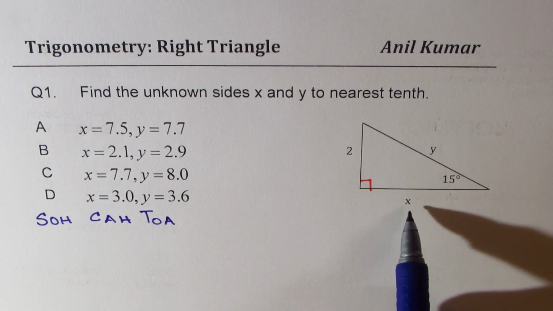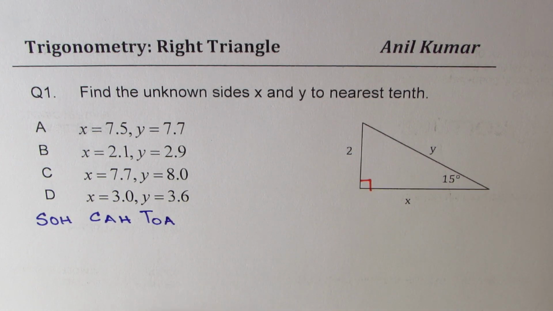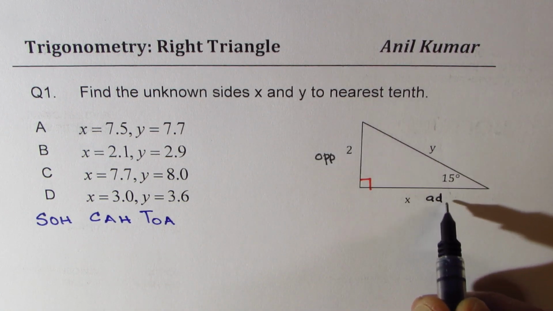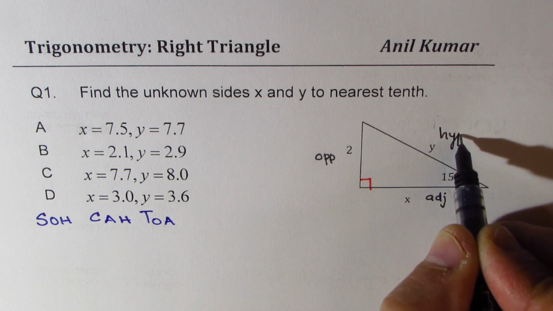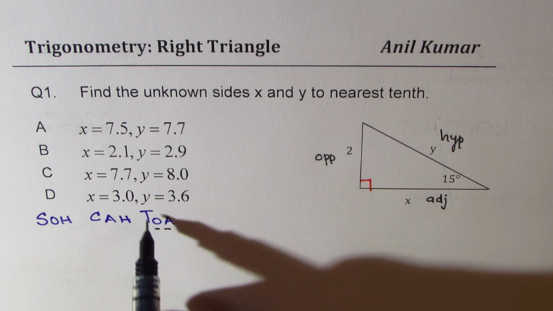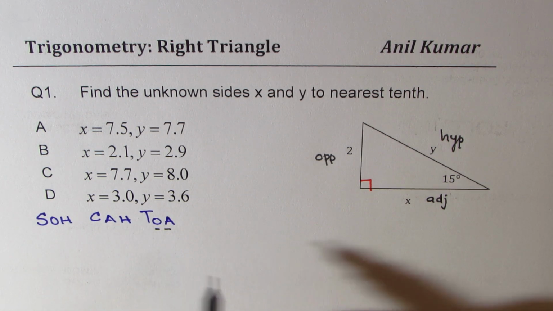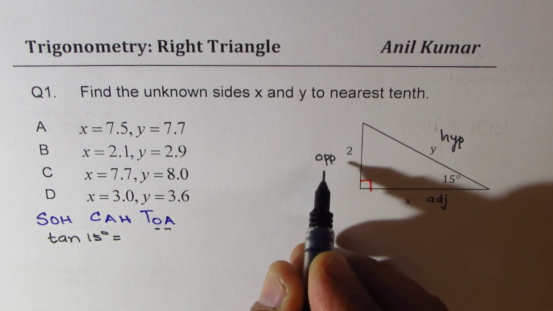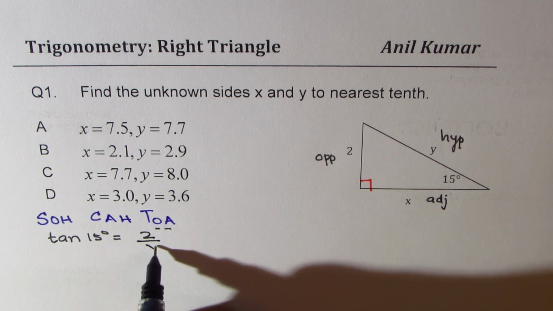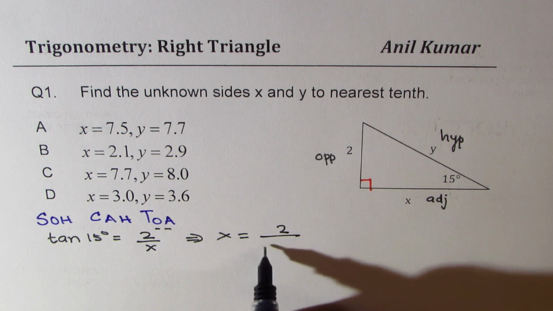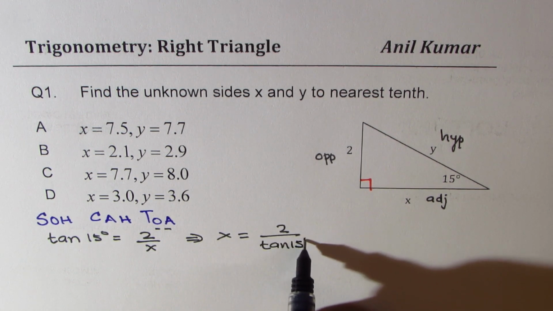Now when we want to find x, then which ratio should you use? We are given the side which is opposite, right? So this is the opposite side and this is adjacent. Of course, this is hypotenuse. To find x, we want to do opposite and adjacent, so we have to use tan. Perfect. So we can write that tan of 15 degrees equals the opposite side of 2 divided by x, and by cross multiplying we get x equals 2 divided by tan of 15 degrees, correct?